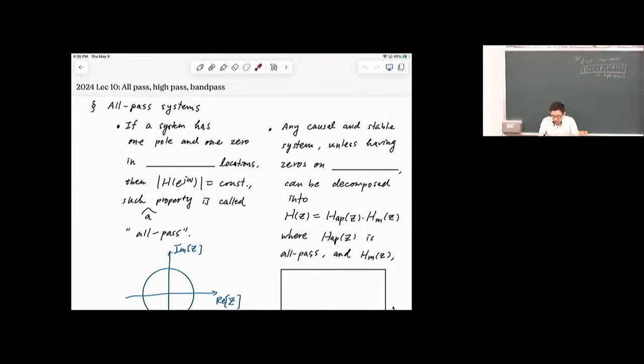In the simplest case, the all-pass system has one pole and one zero. If a system has one pole and one zero in some locations, the keyword here is reciprocal.